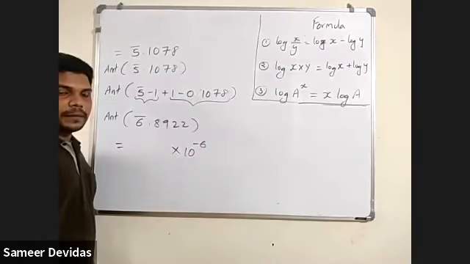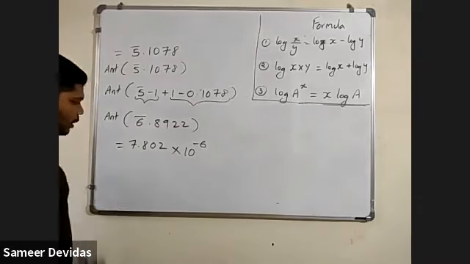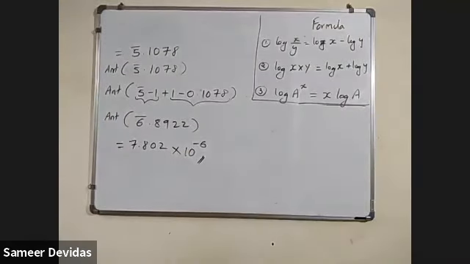What is your answer? 7802. So the decimal we have to put after the 7. This is your answer. Is it difficult? No, sir. Okay.